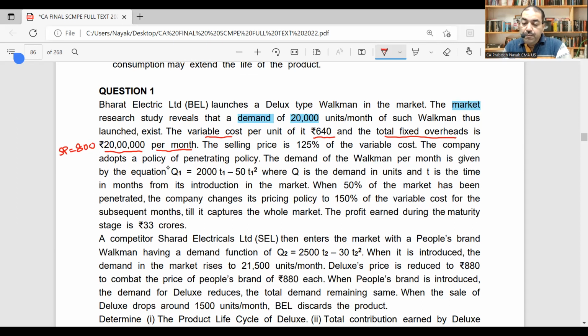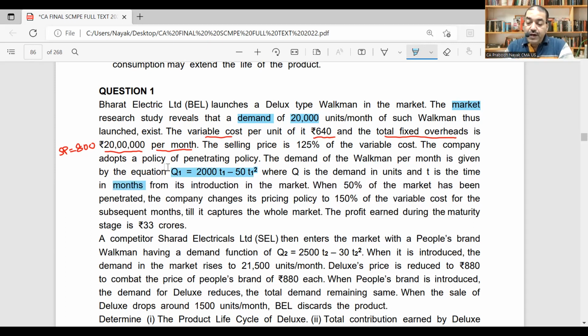The demand of the Walkman per month is given by the equation. This equation is going to be important for us. Q1 is equal to 2000 T1 minus 50 T1 square. Or simply put it, quantity Q is equal to 2000 T minus 50 T square, where Q is the demand in units and T is the time in months from its introduction in the market.